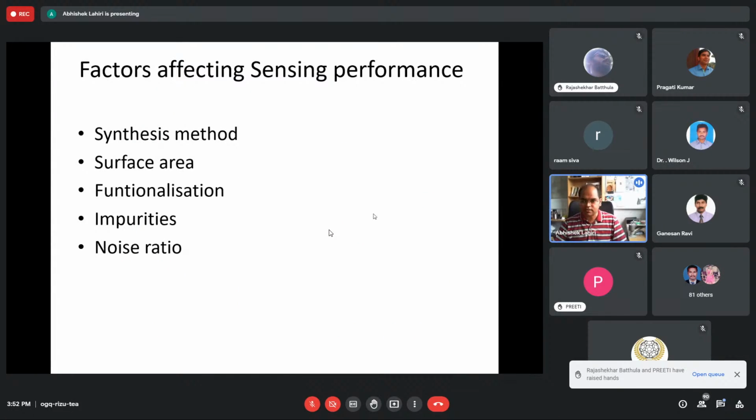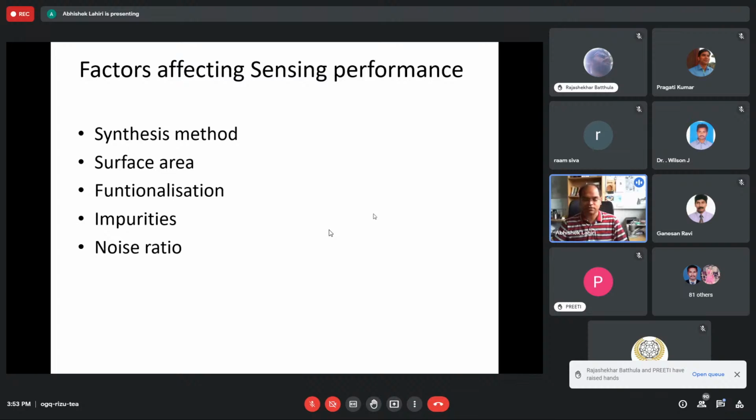So what are the factors which affect the sensing properties? Again, it comes down to the synthesis method. Surface area plays a very big role here, because the more the surface area, the better the sensing. Functionalization of sensors is also an important aspect, especially in the case of biosensors. How does the impurity affect the sensing property? That also has to be determined beforehand.